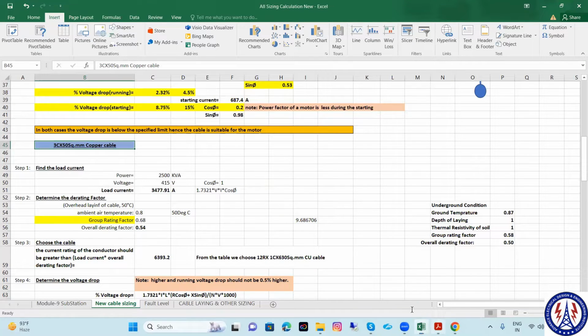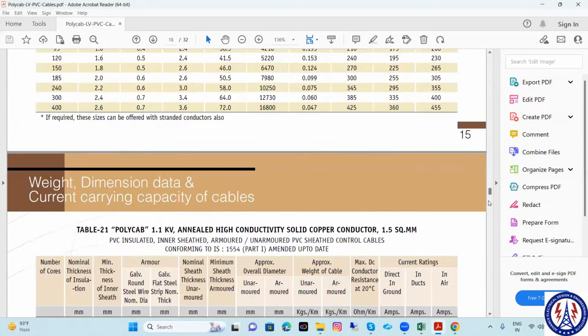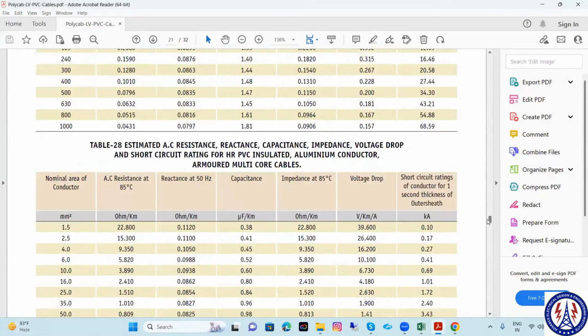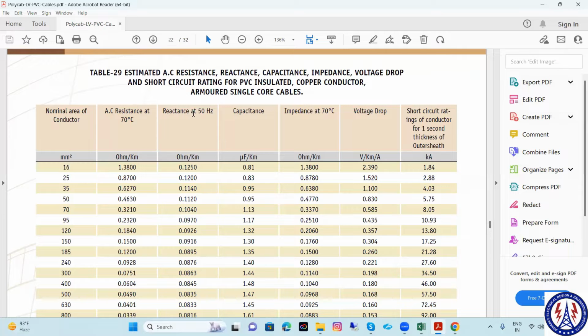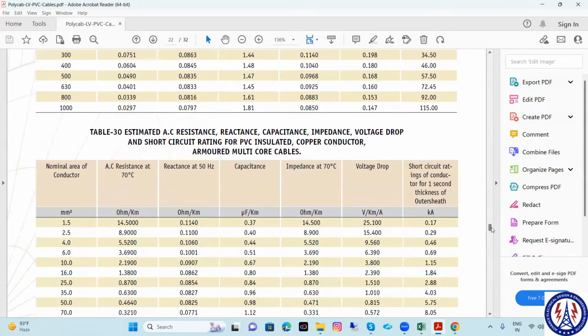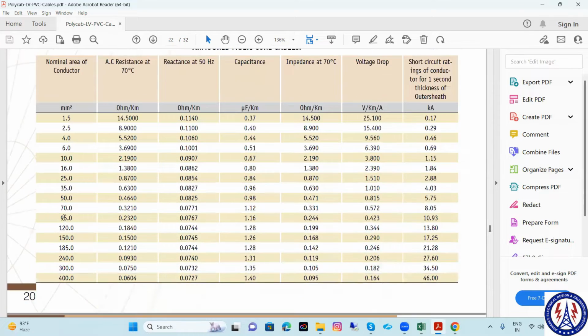Resistance and impedance you took from the catalog, right? See, I have basically divided impedance into resistance and reactance, which are available in the catalog. Remember, whenever I am passing AC current, I use the AC resistance. Whenever I have DC current, I use the DC resistance. So this is available here. It is a multi-core copper armored cable, 70 square, and resistance is 0.3210. So the same I have mentioned here.